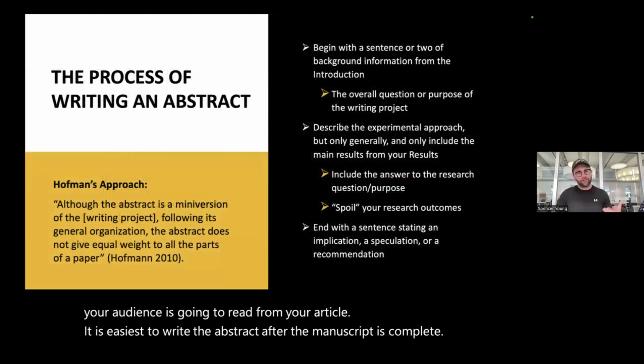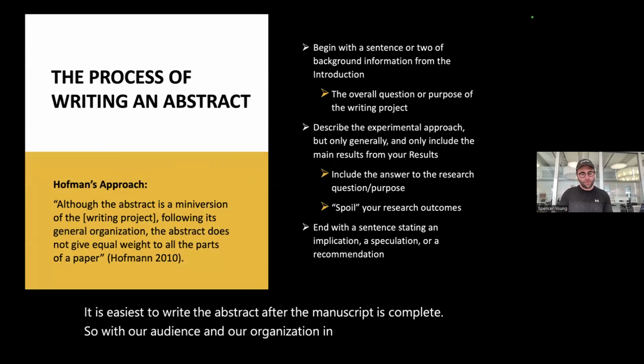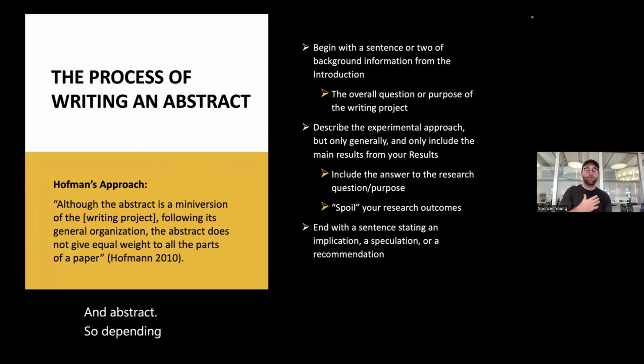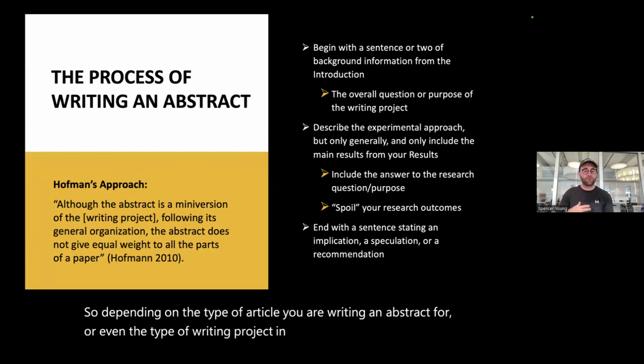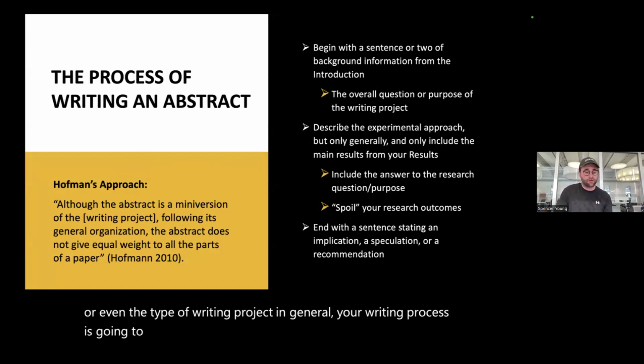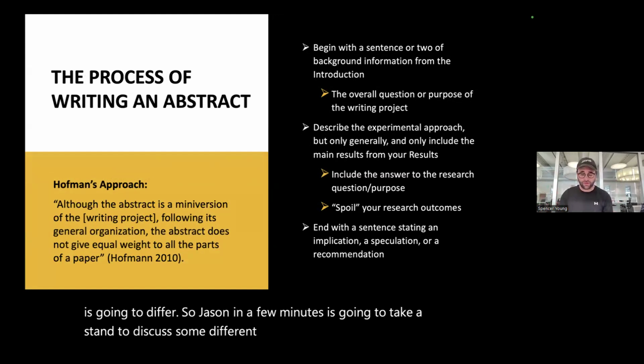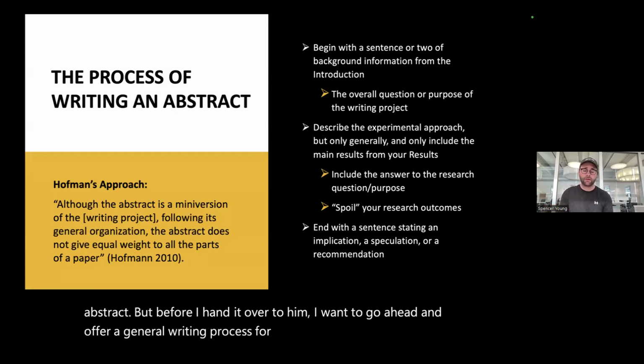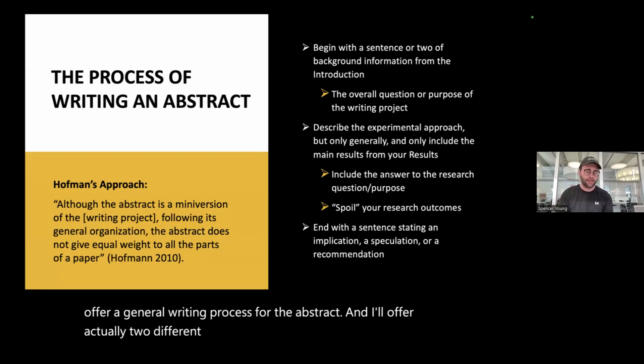So with our audience and our organization in mind, let's move to thinking about the process of writing an abstract. So depending on the type of article you are writing an abstract for, or even the type of writing project in general, your writing process is going to differ. So Jason, in a few minutes, is going to discuss some different types and characteristics of the abstract. But before I hand it over to him, I want to go ahead and offer a general writing process for the abstract. And I'll offer actually two different kinds, so you have some options to pick from.